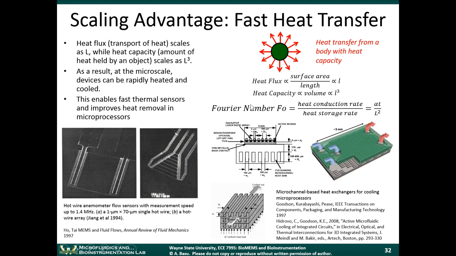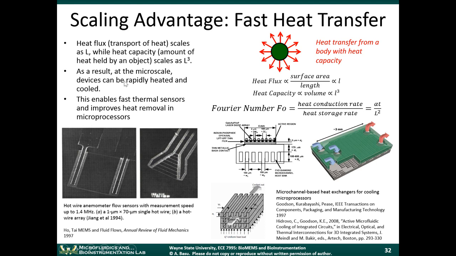All right, so the Fourier number gives the ratio of the heat conduction rate divided by the heat storage rate. And so this L over L cubed, so you end up getting this L squared term at the bottom. So at small length scale, the Fourier number goes up. So the heat conduction becomes more significant than the heat storage. What that means is that things can heat up and cool down very rapidly at the microscale.